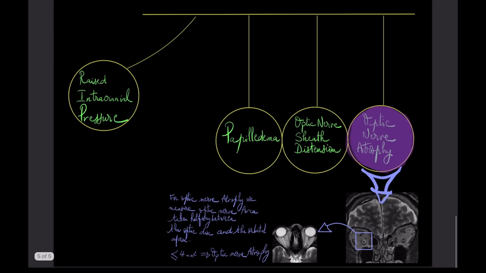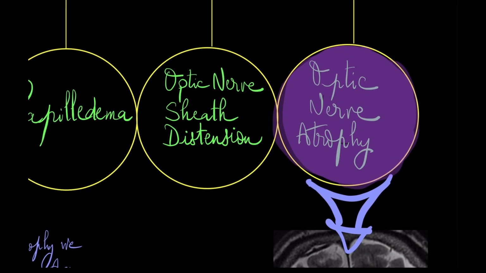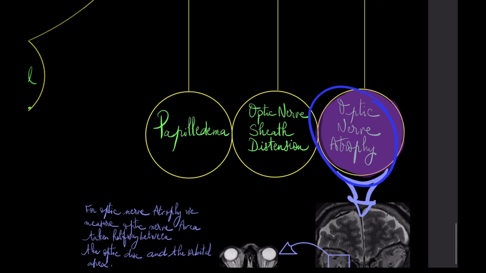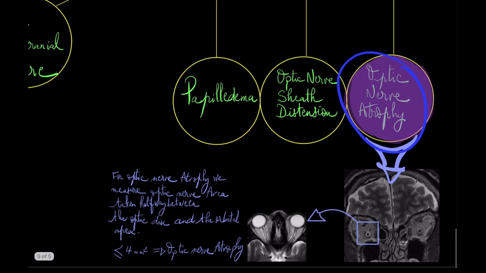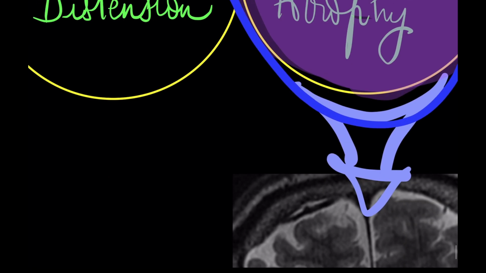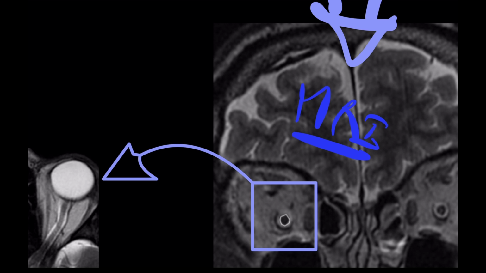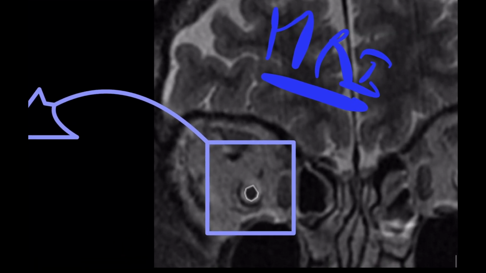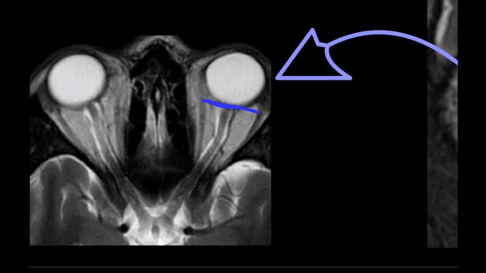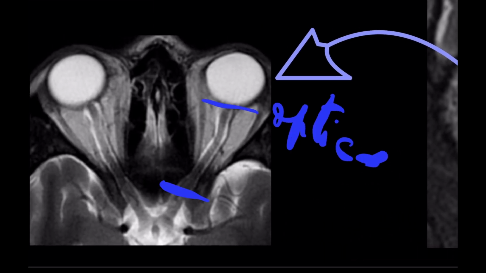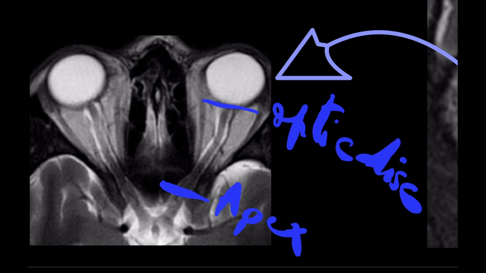Then, finally, chronic papilledema will lead to damaging of the nerve fibers and their degeneration, resulting in optic nerve atrophy and even vision loss. This occurs, like we said, in cases of chronic raised intracranial pressure, and we can assess optic nerve atrophy on MRI by calculating the optic nerve area at the halfway point between the optic disc and the orbital apex. A measurement below 4 mm² suggests optic nerve atrophy.